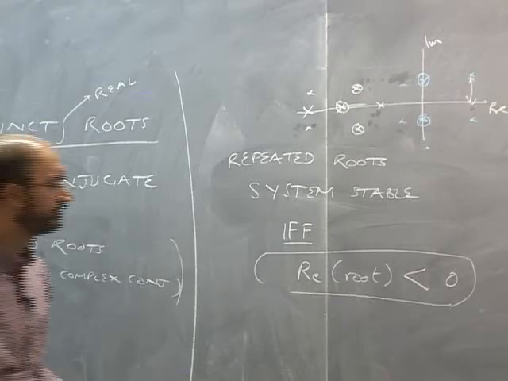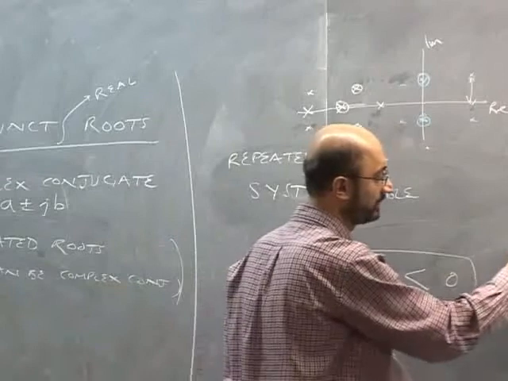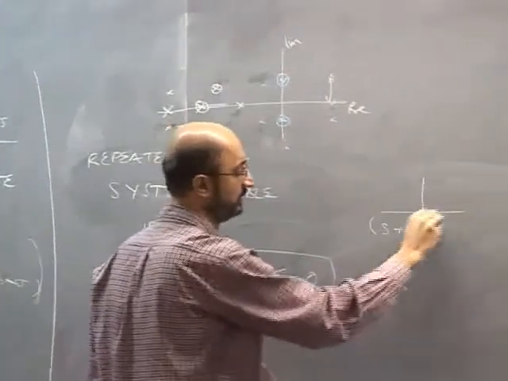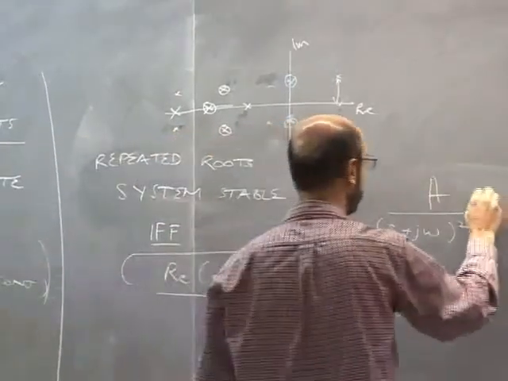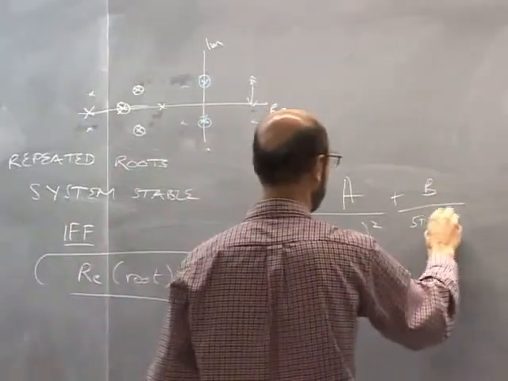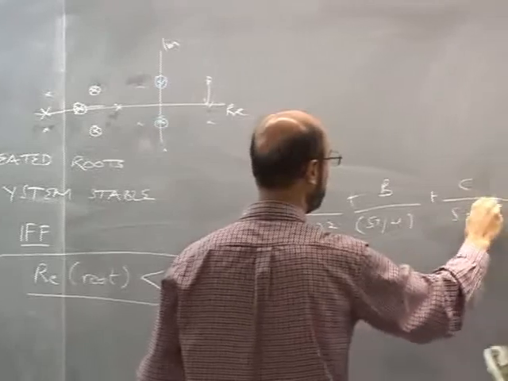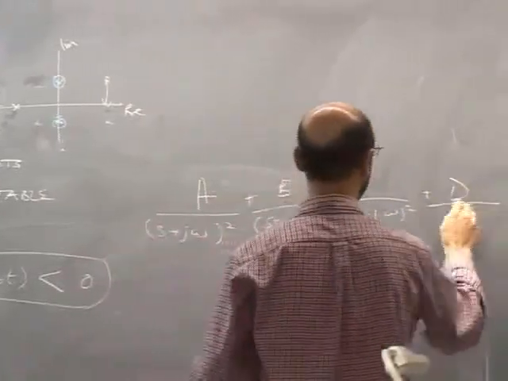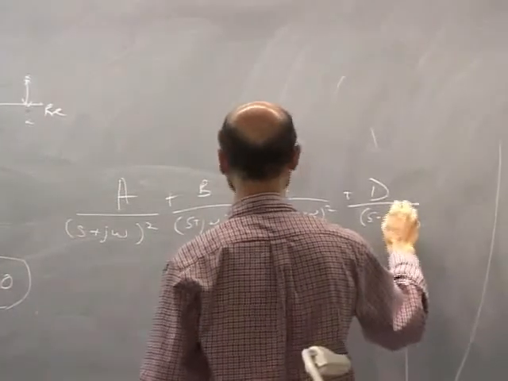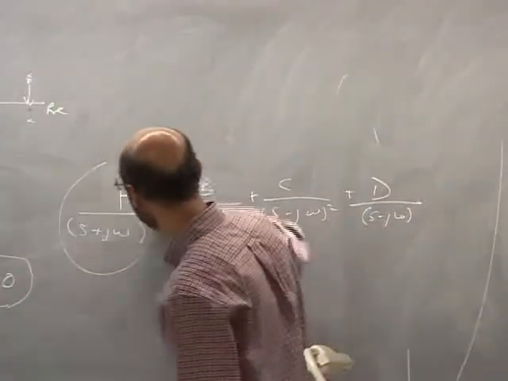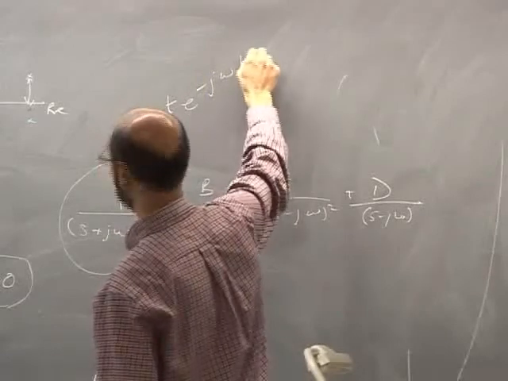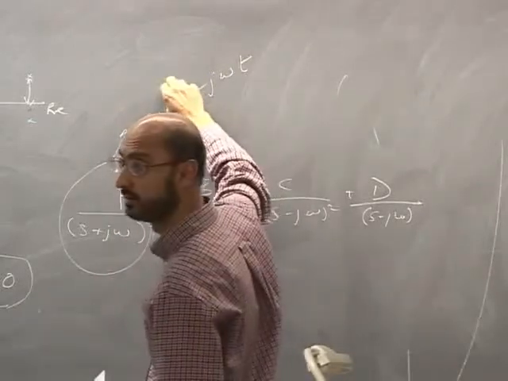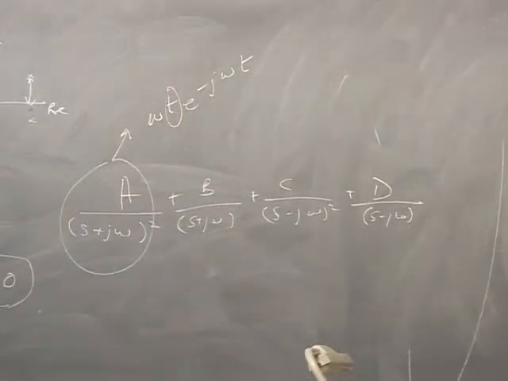The way it works is that it looks like basically (s plus j omega) squared, and then there's (s minus j omega) squared. So they'll look like a plus b over (s plus j omega) plus c over (s minus j omega) squared plus d over (s minus j omega). So this is roughly what it's going to look like. The inverse Laplace of this is going to look like t e to the minus j omega t. So this t over here is going to make that absolute value go to infinity. So that's where the repeated roots are going to be a problem.